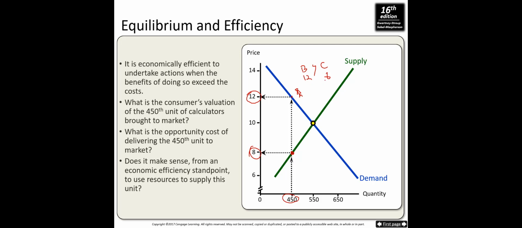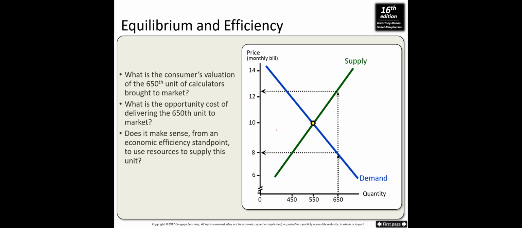So does it make sense from an economic efficiency standpoint to use resources to supply this unit? Yes. Why? Because you are spending $8 to produce this unit and this consumer is willing to pay $12. If the market price is $10, this consumer gets a benefit of $2. It's a bargain for him. And this producer is making $2 of profit, which is a benefit for the producer too. So in terms of economic efficiency, yes, you should produce this calculator.